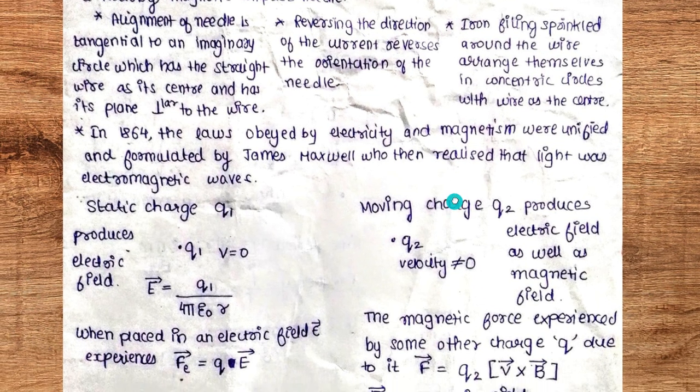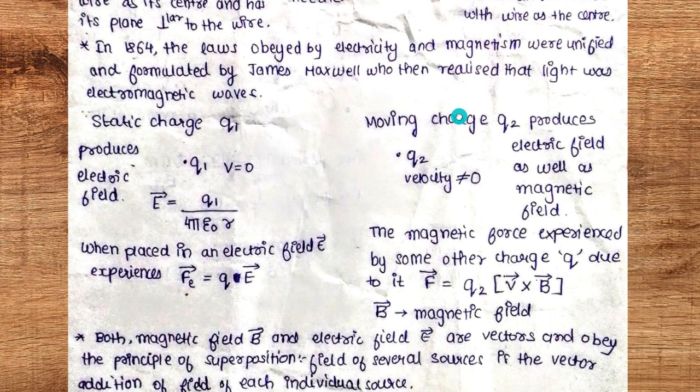Now, in 1864, what happened? The laws obeyed by electricity and magnetism were unified and formulated by James Maxwell, who then realized that light was electromagnetic waves. So, now let's consider two cases. The first case: there is a static charge Q1. What do I mean by static charge? It means the charge is not moving, velocity is zero.